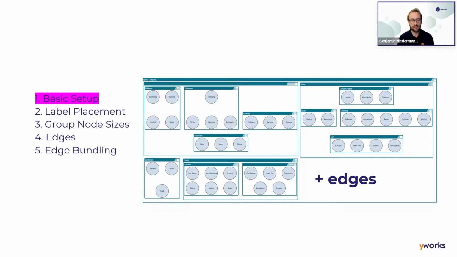Namely, first, I will present the basic setup of the Cactus Group Layout, showing the basic properties. Then after that, I will discuss the label placement and then the group node sizes. And in the last part, I will discuss the edges and the edge bundling. So now I would like to switch to the source code.